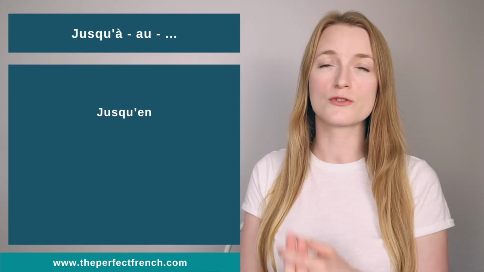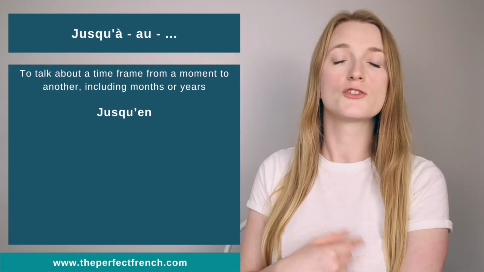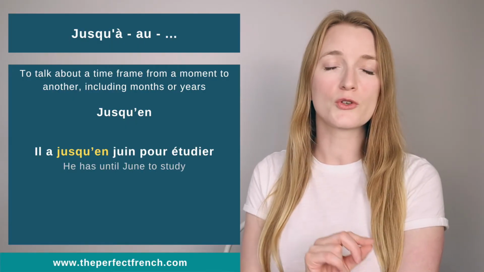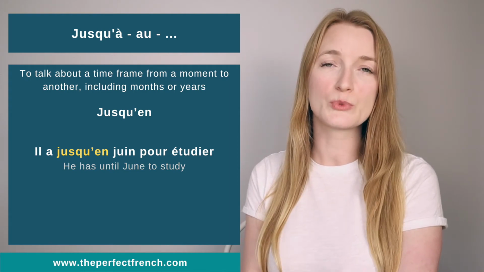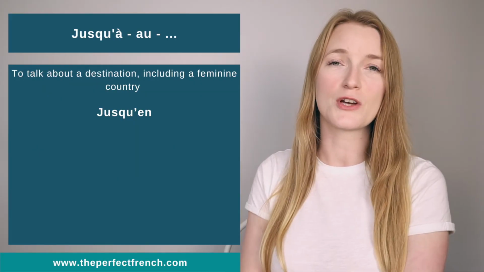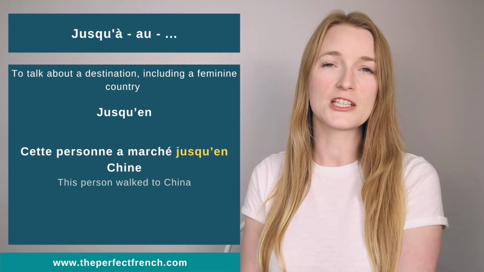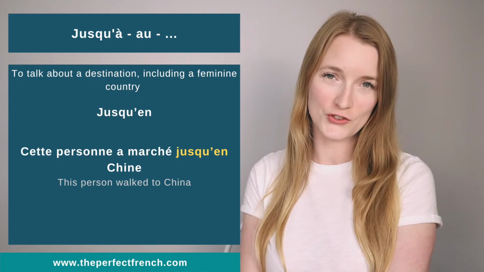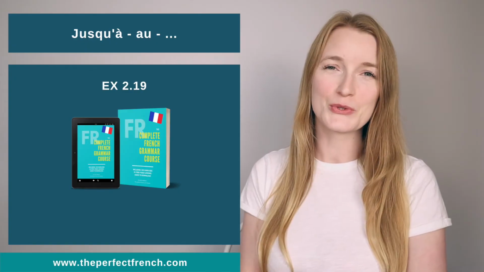Now we have two uses for jusqu'en. The first one is to talk about a time frame from a moment to another, including years or months. Jusqu'en. Il a jusqu'en juin pour étudier. So he has until June to study. And the other one is to talk about a destination, including a feminine country. Cette personne a marché jusqu'en Chine. So that was for jusqu'à, jusqu'au, jusqu'aux, jusqu'où, jusqu'en.